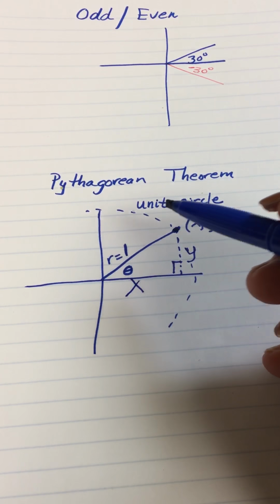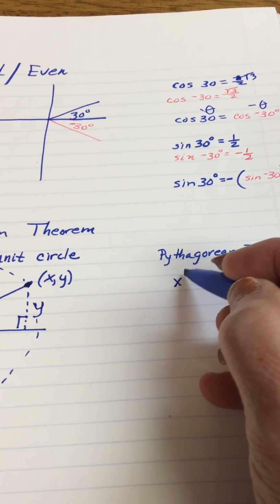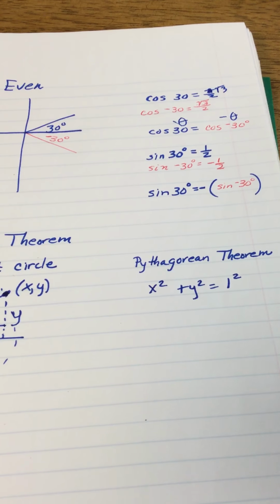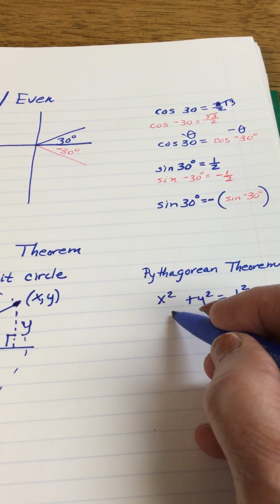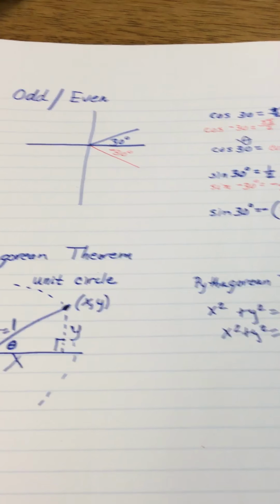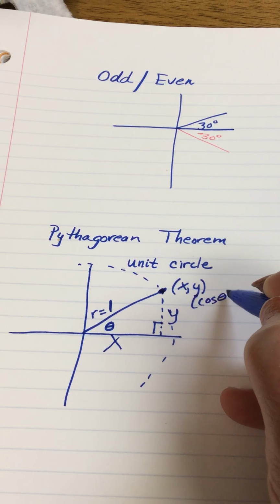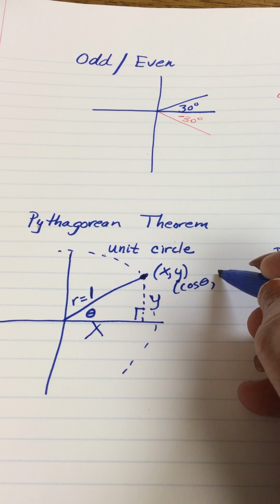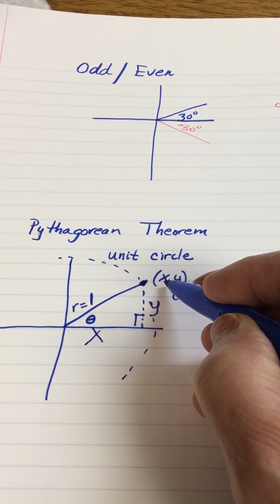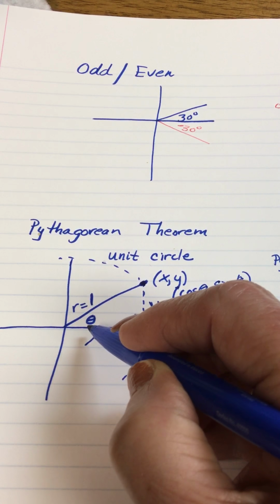Now I just had a right triangle, and according to the Pythagorean theorem, x squared plus y squared should equal 1 squared, because our r there is 1. So x squared plus y squared is equal to 1. But now that we're in trigonometry, we learned that x is really the cosine of theta, and y is really sine theta. Do you remember that? This number is the cosine of this angle. This number is going to be the sine of that angle theta.